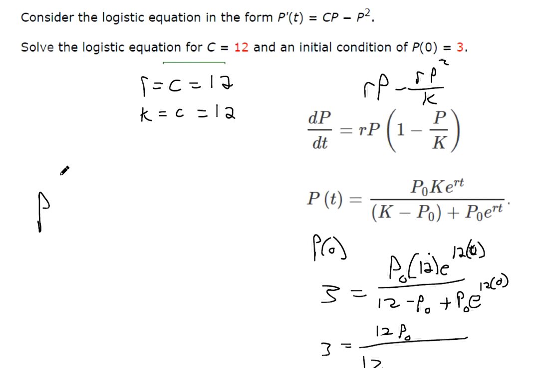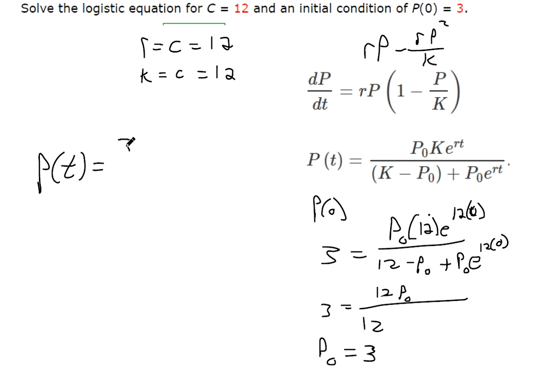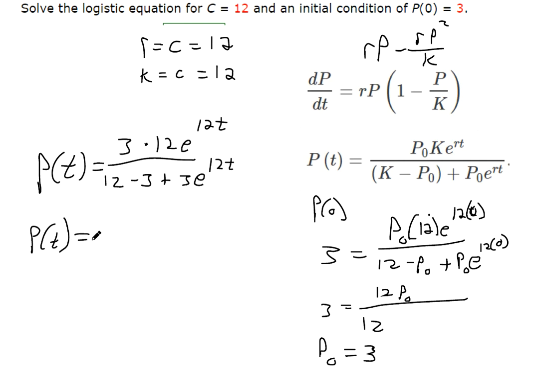So that means p of t equals initial population of 3 times 12 e to the power of 12t over 12 minus 3 plus initial value of p sub 0, which is 3, times e to the 12t power. You can simplify that. It's 36 up top for a coefficient. 12 minus 3 makes 9. So that's 9 plus 3.